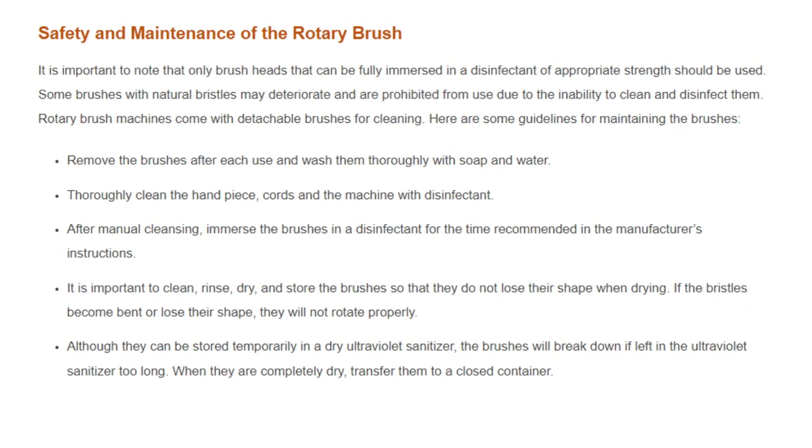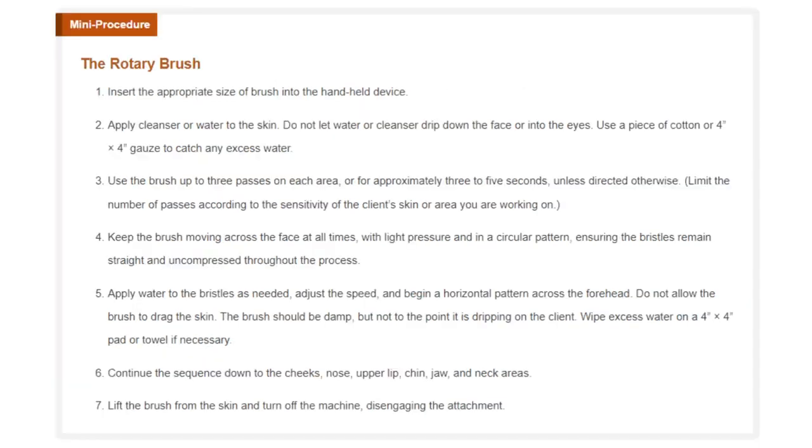It is important to clean, rinse, dry, and store the brushes so that they do not lose their shape when drying. If the bristles become bent or lose their shape, they will not rotate properly. Although they can be stored temporarily in a dry ultraviolet sanitizer, the brushes will break down if left in the ultraviolet sanitizer too long. When they are completely dry, transfer them to a closed container. Mini procedure. The rotary brush.